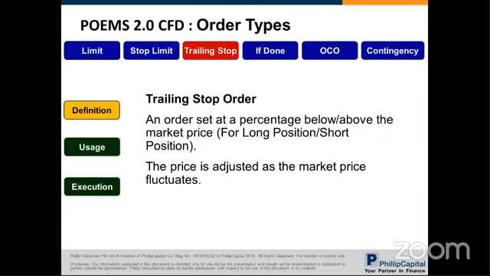Next, we'll go through the trailing stop order, which is setting a percentage. Instead of setting a hard value, you are setting a percentage below the current market price. So this is like a trailing stop order, because it is based on the market price percentage, so it adjusts as the price goes up and down.